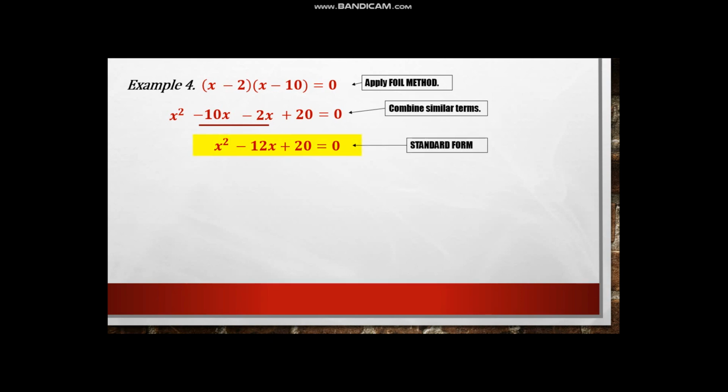Then definitely this is already written in standard form, giving us the value of a, which is 1, of course. Always remember, if a given term has no numerical coefficient, it is understood as 1 as a coefficient. And for b, we have negative 12. Again, do not forget to include the sign. It is very important. And c, we have 20.